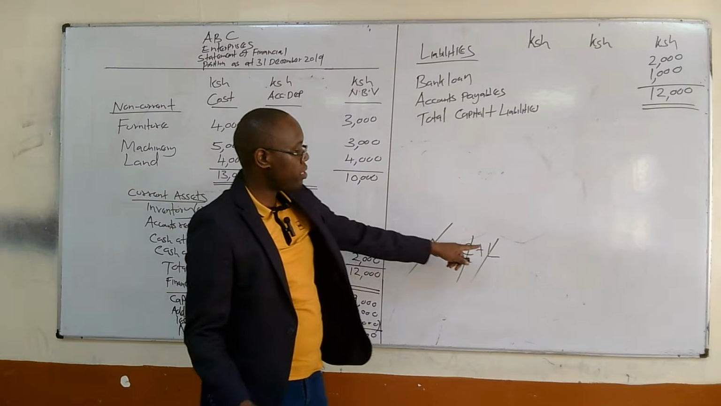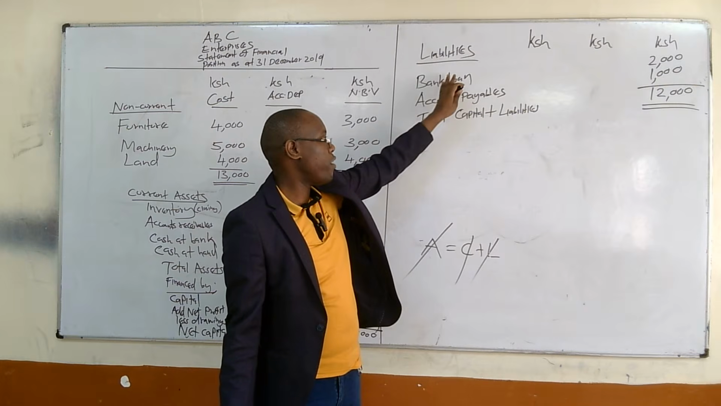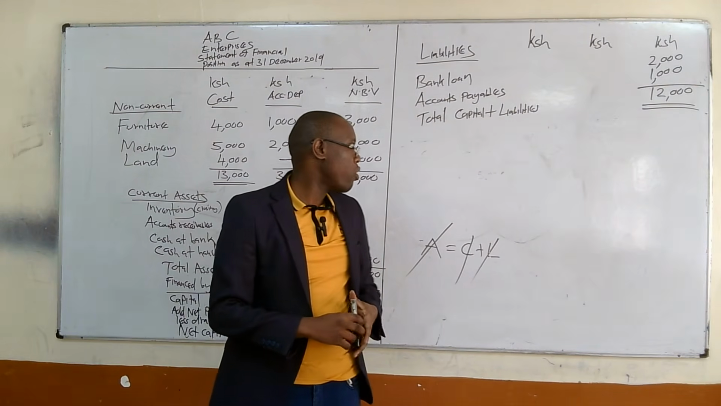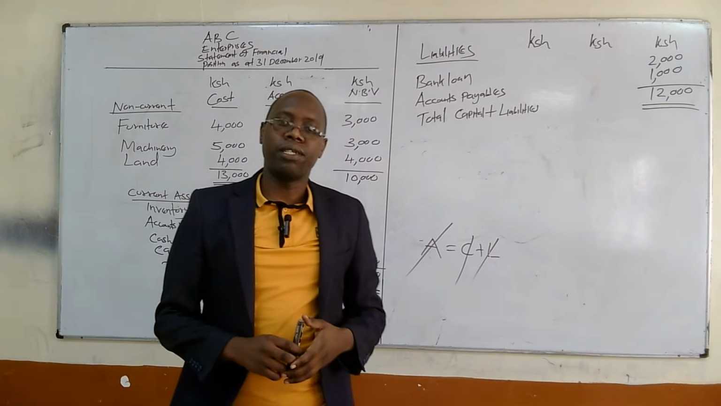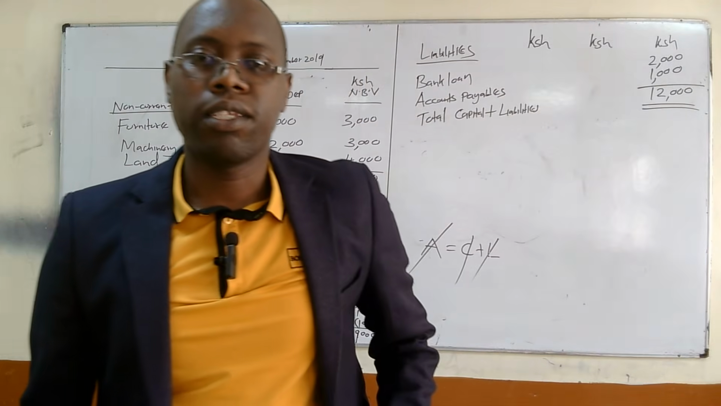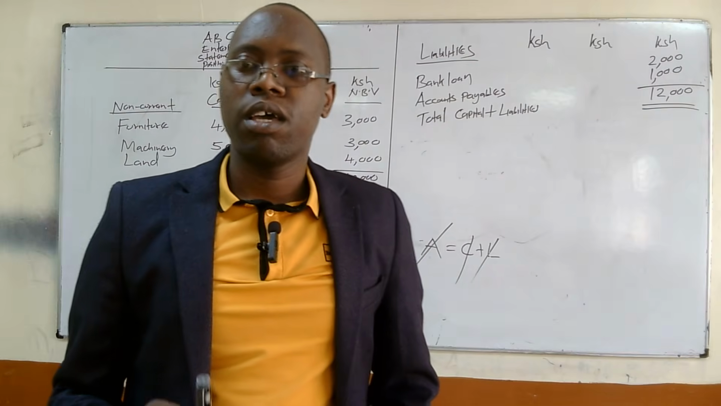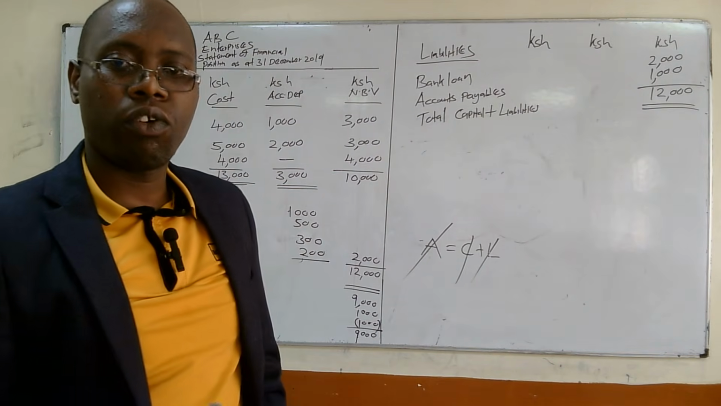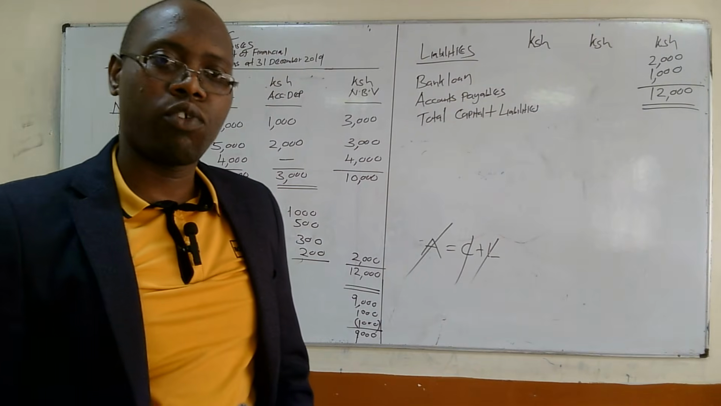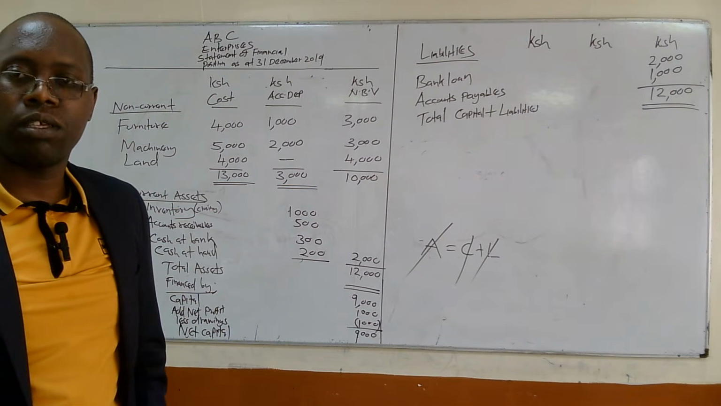Then you go to liabilities, and you can see that we have the bank loan and also the accounts payable, and then you are going to have the total capital plus liabilities. So that's how you prepare the statement of financial position by just following that format. The moment you follow that format and you are guided by the accounting equation, then you can prepare the statement of financial position perfectly well.